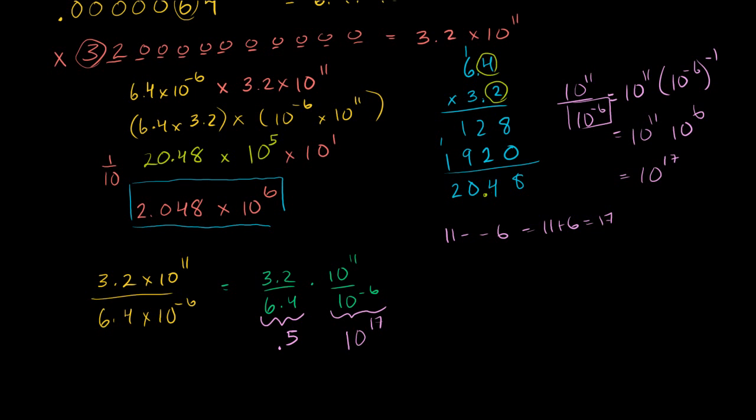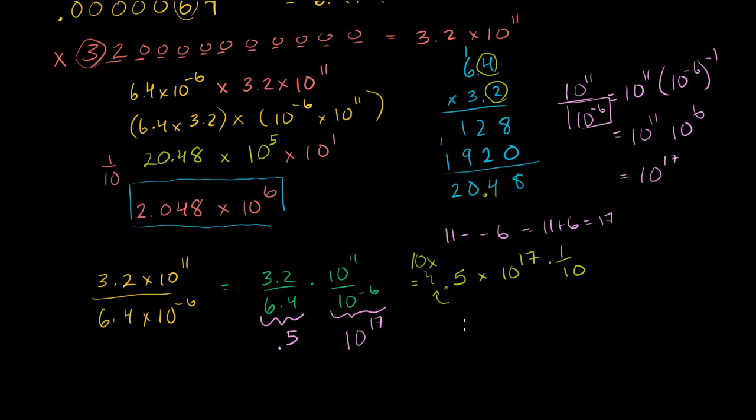So this division problem ended up being equal to 0.5 times 10 to the 17th, which is the correct answer. But if you wanted to be a stickler and put it into scientific notation, we want something greater than 1 right here. So the way we can do that, let's multiply by 10 on this side and divide by 10 on this side, or multiply by 1 over 10. Remember, we're not changing the number if you multiply by 10 and divide by 10. We're just doing it to different parts of the product.